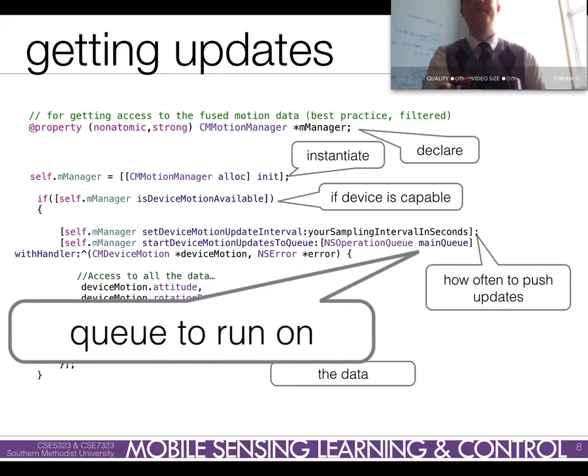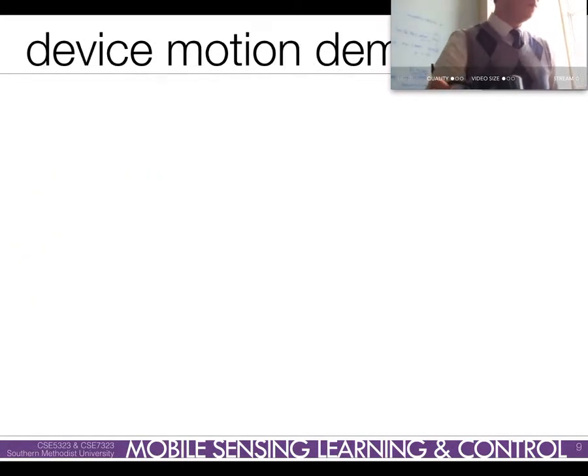Yeah, I'm running on the main queue. And why is that bad? Because I'm running at 100 hertz on the main queue. I have a lot of potential to block the UI. Okay? So essentially, we're going to want to create our own queue when we do this demo. All right? Happiness? All right, so we're also going to do a device motion demo.